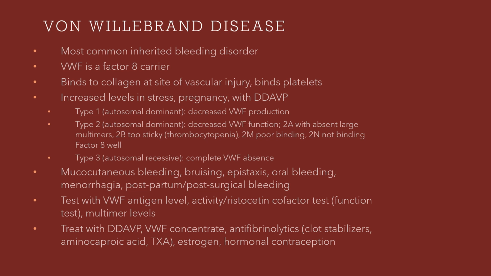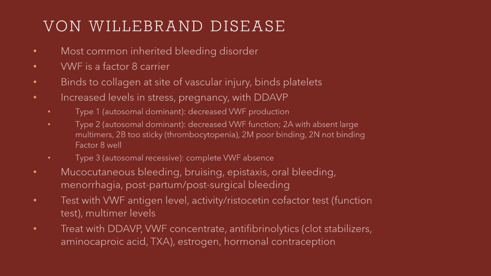Von Willebrand disease will present with mucocutaneous bleeding, bruising, nosebleeds, oral bleeding, menorrhagia, and postpartum or post-surgical bleeding. So similar bleeding symptoms to the other factor deficiencies that we discussed, but more oozy mucocutaneous bleeding and then problems with periods. We would test for von Willebrand disease with the von Willebrand factor antigen level, and then we can use the activity or the ristocetin cofactor test to test for the function.